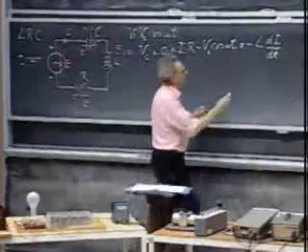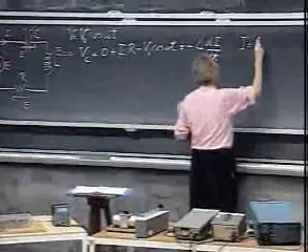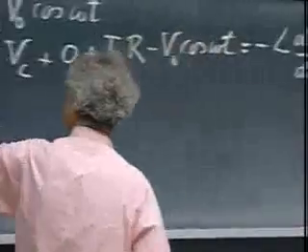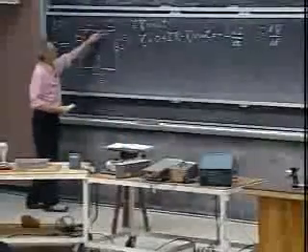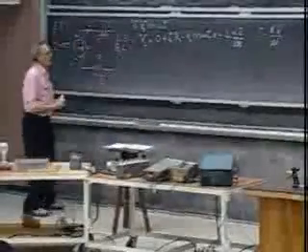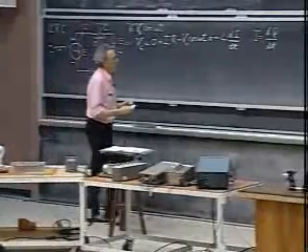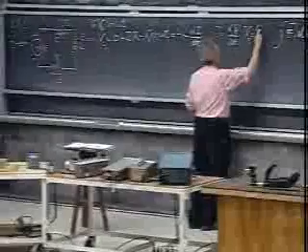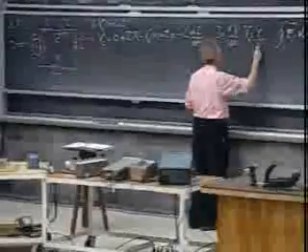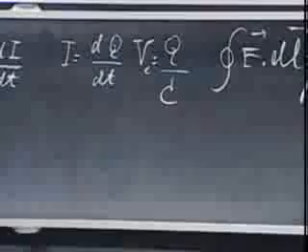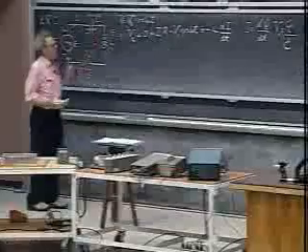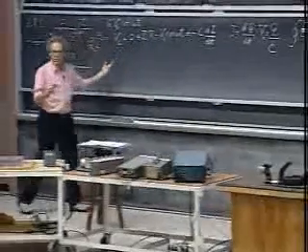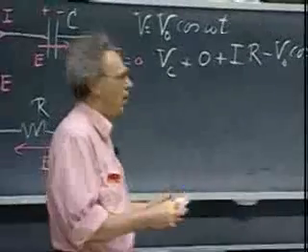The current equals dq/dt. If the current is positive, this is my positive direction, then the charge of the capacitor will increase. And I also know that V of C, the potential difference over the capacitor, is the charge on each one of the capacitor plates divided by C. And so I substitute that in this equation, and I bring the L di/dt to the left side. That is conventionally done. You don't have to do that, but that's often done.